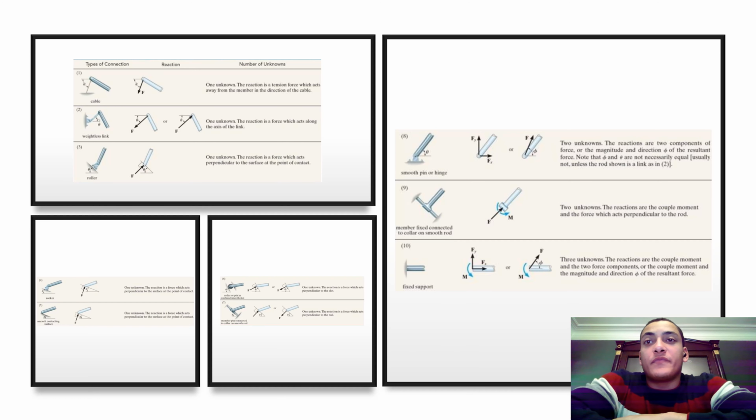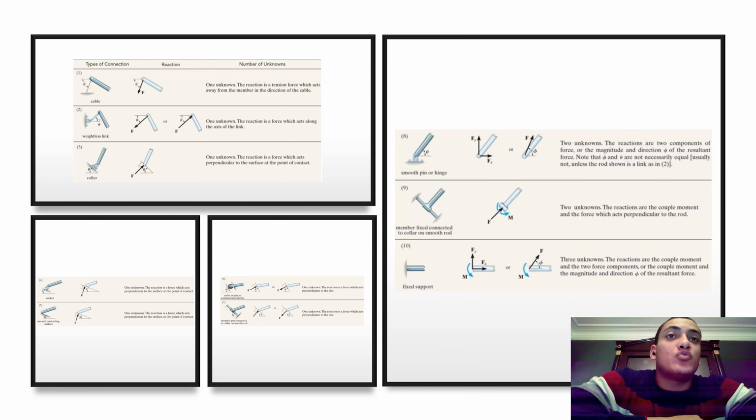The first 7 have one unknown. Number 8 is a smooth pin or hinge. It has two unknowns. The reactions are two components of force, or the magnitude and direction theta of the resultant force. Note that the thetas are not necessarily equal, usually not, unless the rod shown is a link as in figure 2.